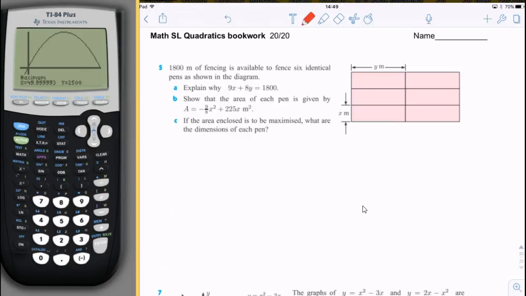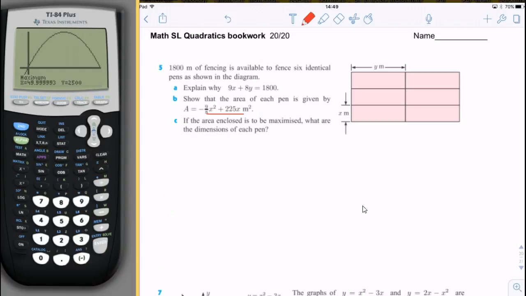Page 20, number 5. 1,800 meters of fencing is available to fence 6 identical pens, as shown in this diagram. Explain why 9x plus 8y equals 1,800. Show that the area of each pen is given by this complicated function here. If the area enclosed is to be maximized, what are the dimensions of each pen?